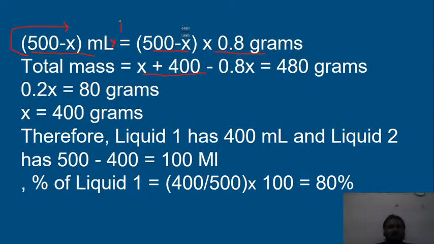Okay, so I take this and solve, and x is equal to 400 milliliter. That is, liquid 1 is 400 milliliter and liquid 2 is 100 milliliter, and hence the percentage of liquid 1 is 400 by 500, that is 80%. So here, look, we calculated liquid 1 and liquid 2 separately.